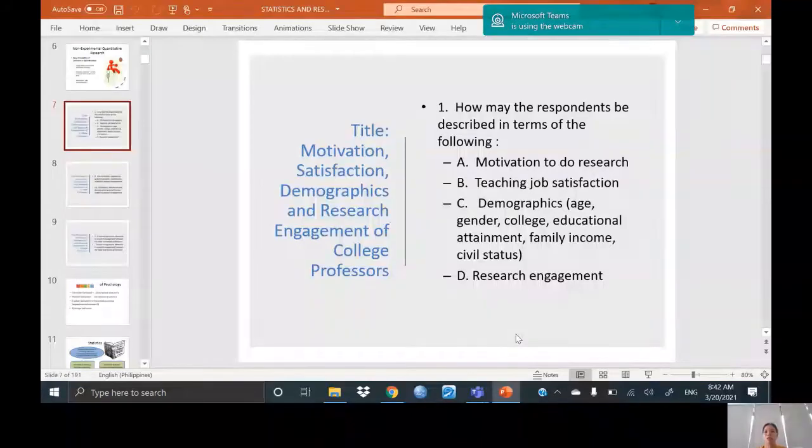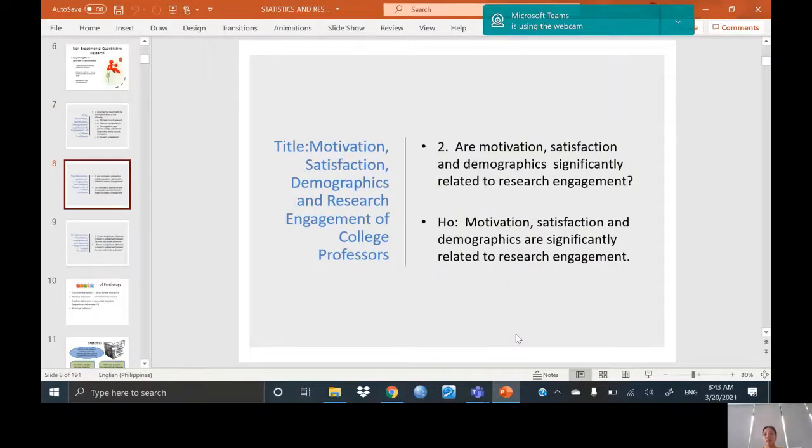Okay, so motivation to do research. If you want to describe your respondents in terms of their motivation level to do research, most probably you would be using descriptive statistics such as the mean and the standard deviation. Okay. In contrast to the first question, we have this second question.